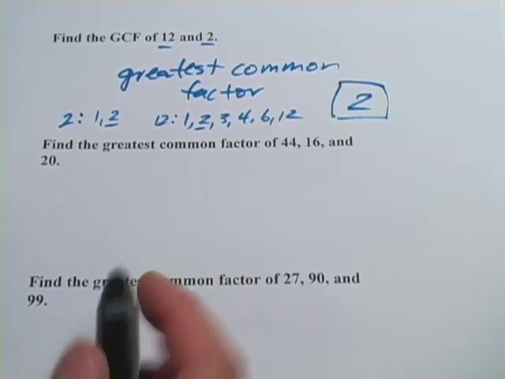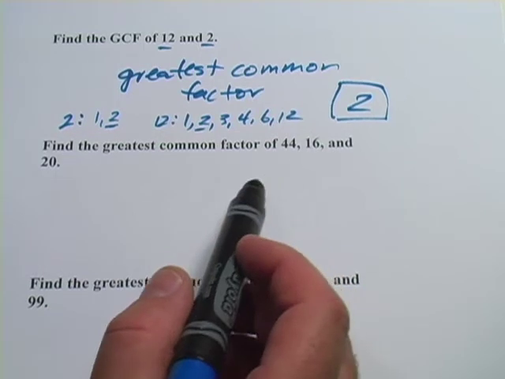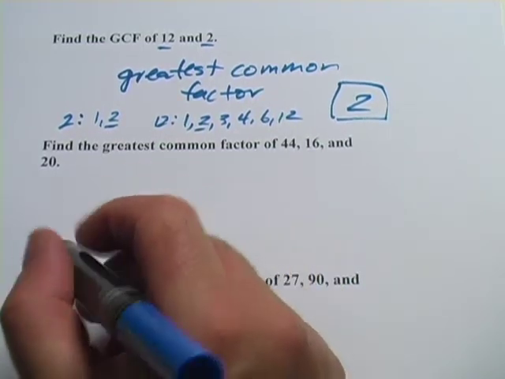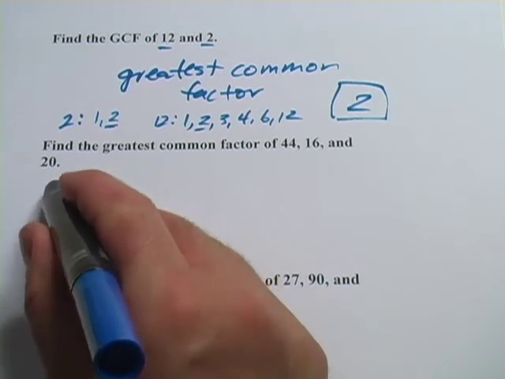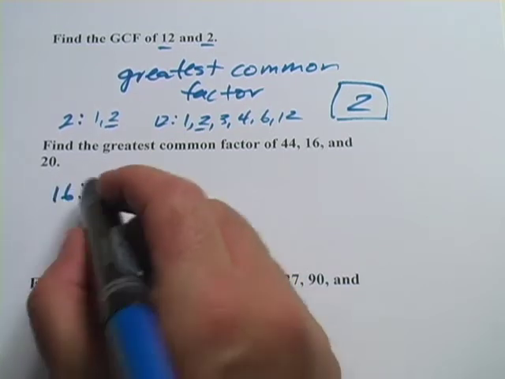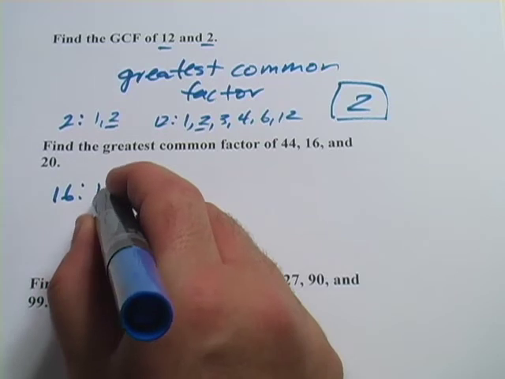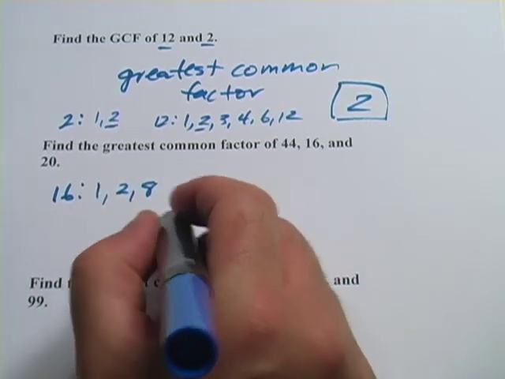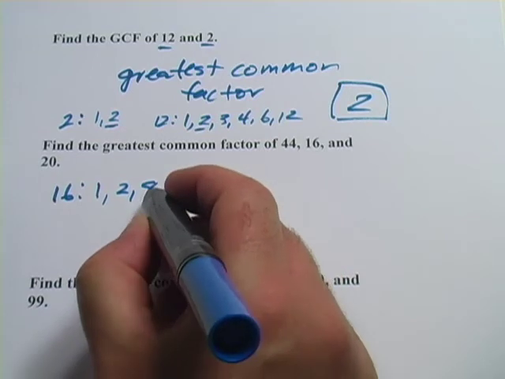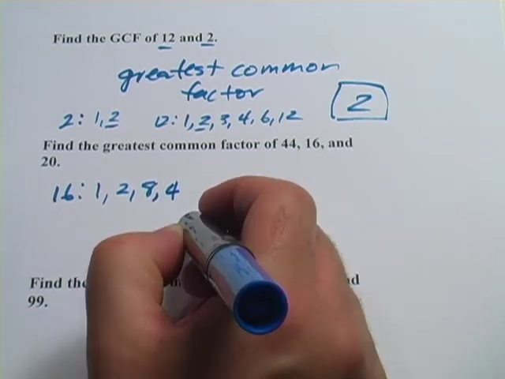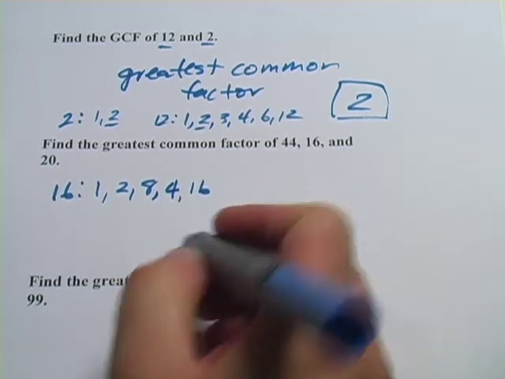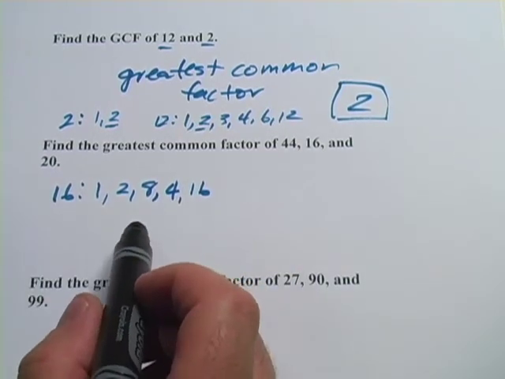Let's try another. This one says, find the greatest common factor of 44, 16, and 20. So I want to start listing the factors here. Let's start with a smaller one, 16. So 16 is going to be 1. Let's see, 2 times 8 is 16. I'll list them out of order here so I don't lose track. Let's see, 4 times 4 is 16. And I think that's it. So those are the factors of 16.